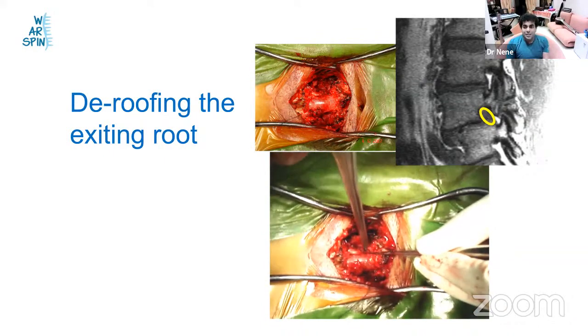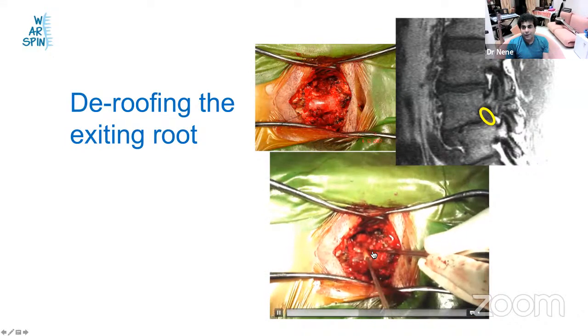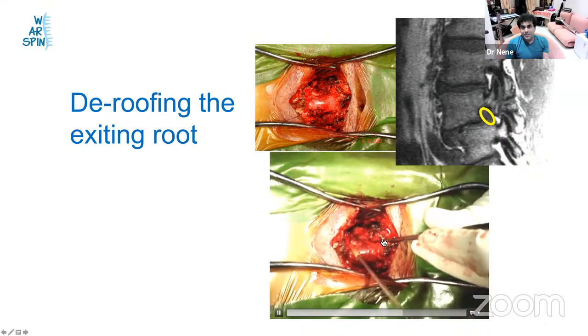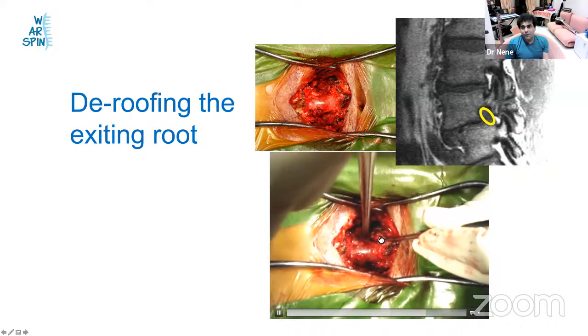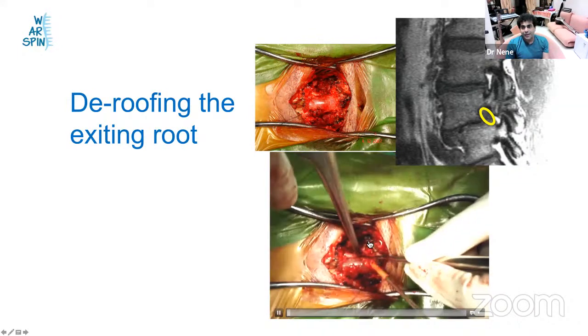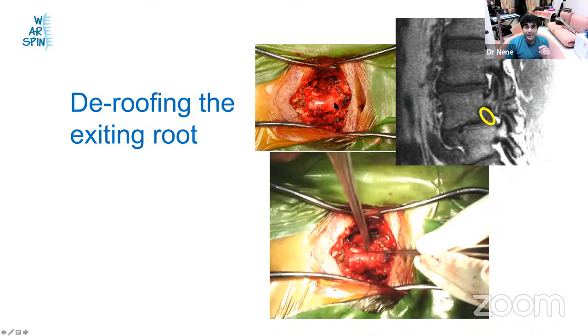So this is the part where the surgeon is taking away everything that's lying on top of the L5 root. So this is the S1 root that's been well exposed. This is possibly the pedicle of L5, and the surgeon is taking out everything that's soft underneath that to expose the L5 root. There's some bleeding that happens there.